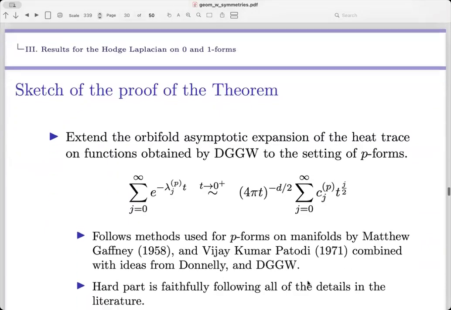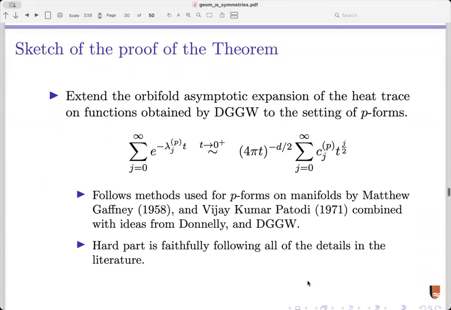So I'd like to say a bit about the proof here. The first part of the work, which was a significant part of the work, was extending the orbifold asymptotic expansion of the heat trace for the Laplacian on functions by Dryden, Gordon, Greenwald, and Webb to the setting of p-forms. So we showed that we do get an expansion of this form.